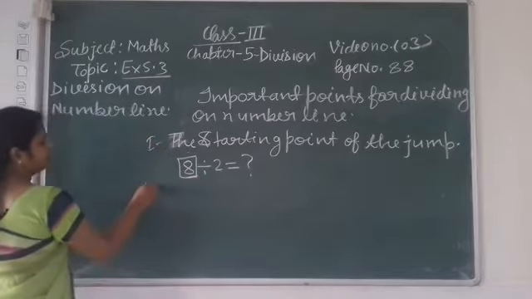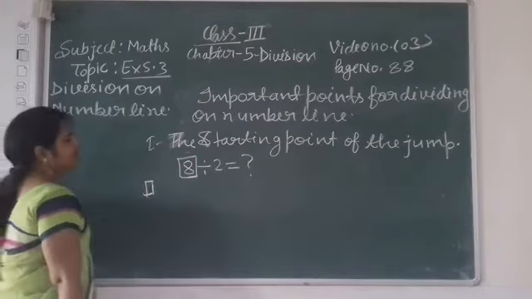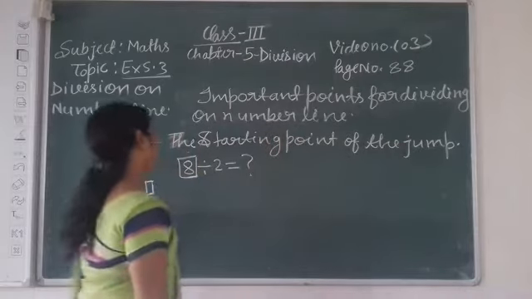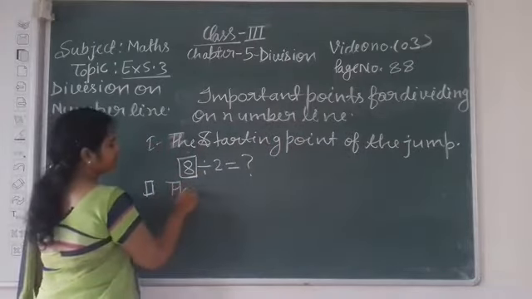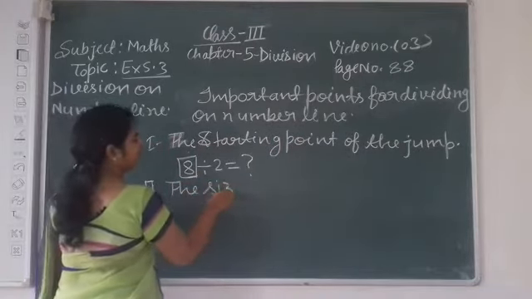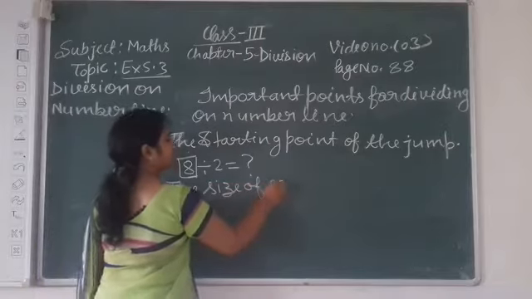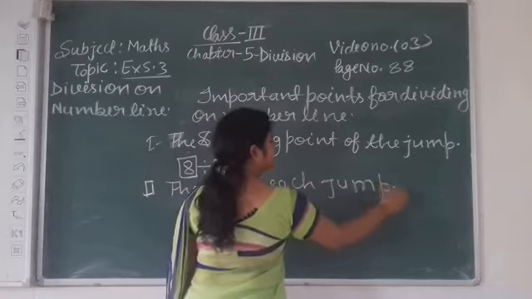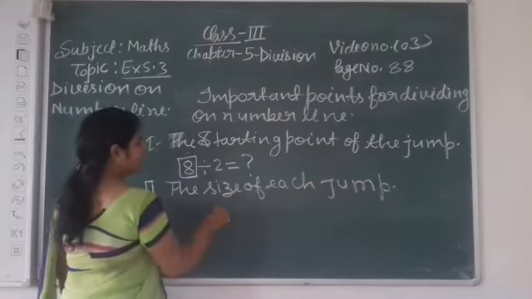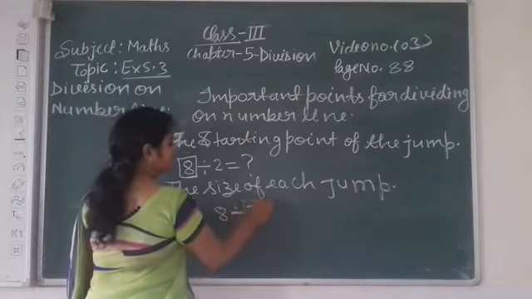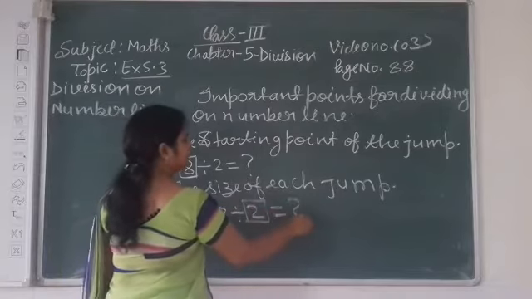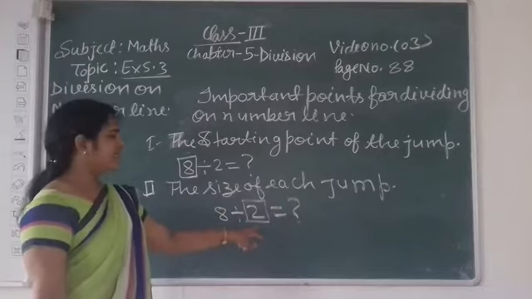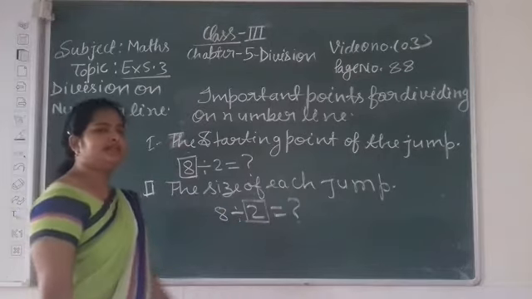The second point is the size of each jump. In 8 divided by 2, the size of each jump will be 2. The second number will decide the size of each jump.